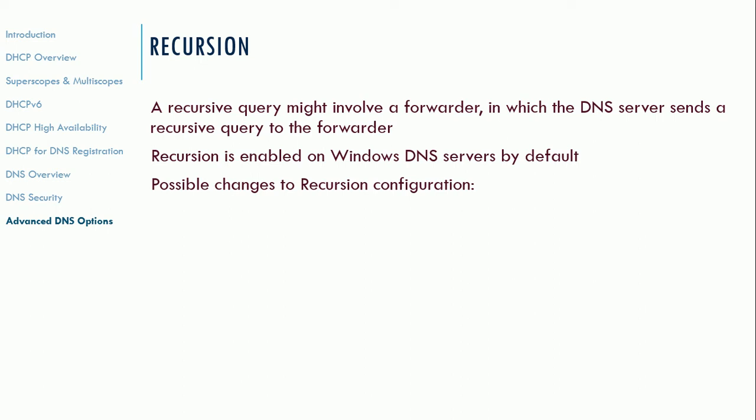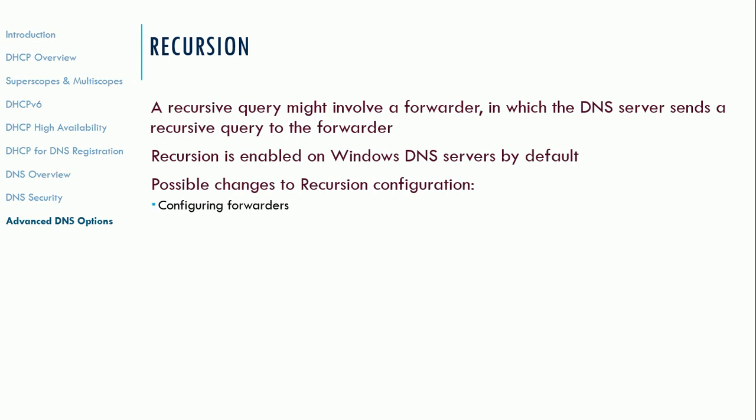Recursion I sort of talked about in the previous slide deck, but recursion is basically a recursive query, which might involve a forwarder, in which the DNS server sends a recursive query to the forwarder. By default, recursion is enabled in Windows DNS servers. It sort of needs to be, because if you want to run a DNS server that people can use to not only do name lookups for records in their own network, but also for something like CNN.com out on the internet, you have to do recursion for that to work. You have to do a recursive query out to the internet to look up that information.